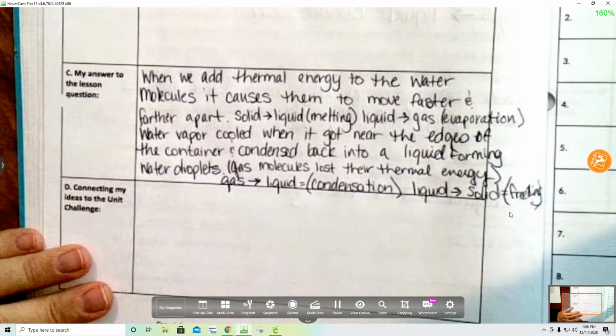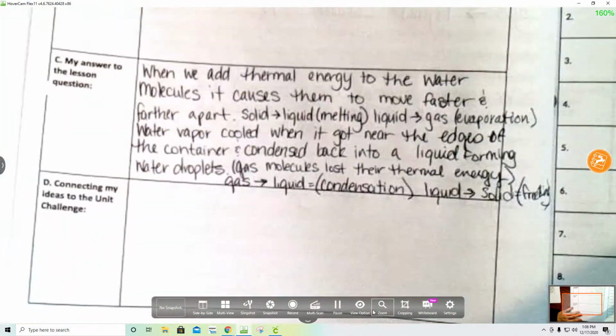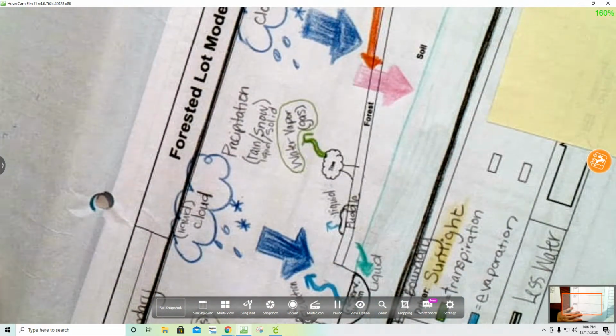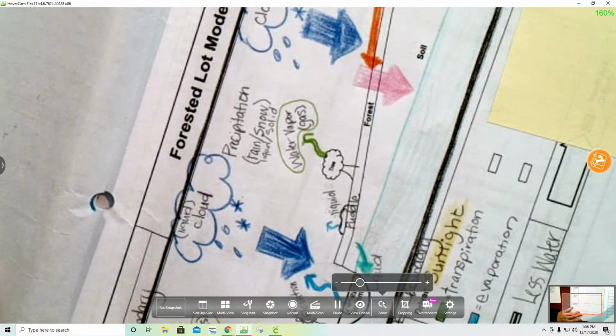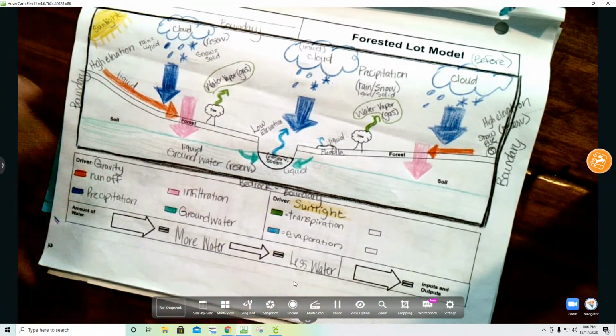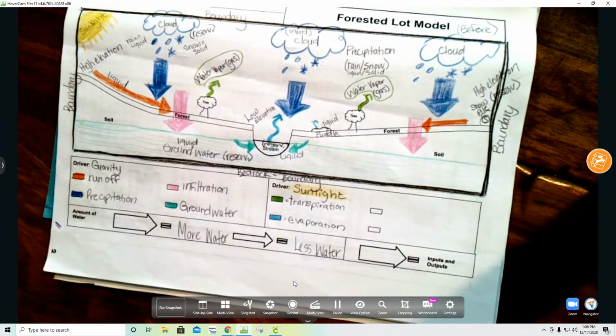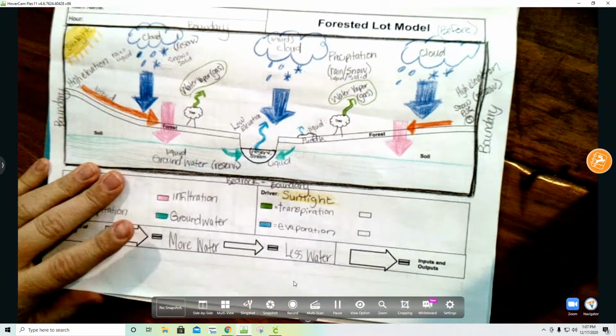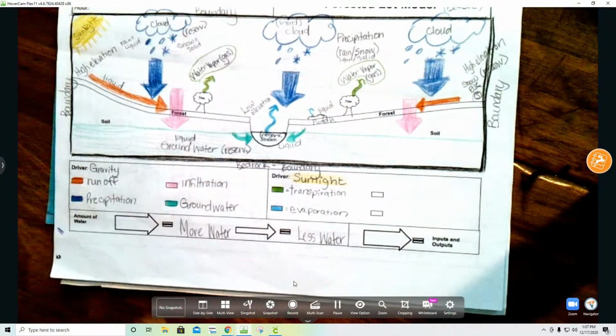Okay. What we're going to do now is we're going to flip back to our summary tables, our lot models. And let's take a look at the forest lot model first. This is again where you're going to need those extra colored pencils. You're going to need purple or a violet, maybe a dark pink, whatever you have available, and a brown.